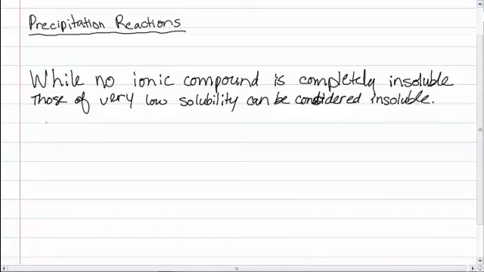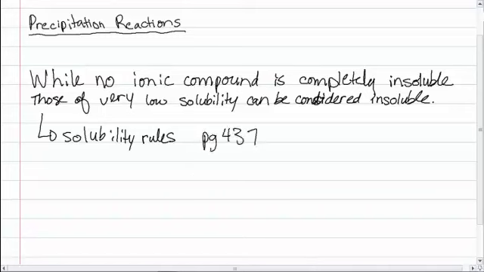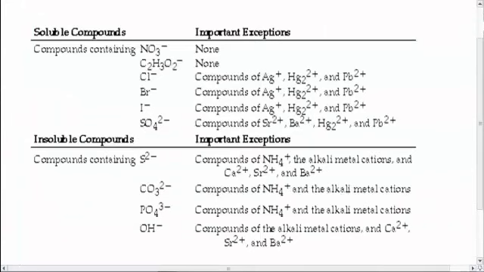This is where we get our solubility rules. Your solubility rules you can find on page 437 of your textbook. You should also have a list like this from your last semester chapter 8 notes or from the midterm exam review. I will give you another copy of this in class.